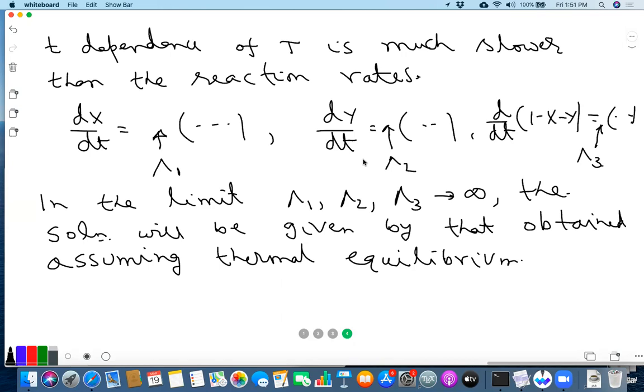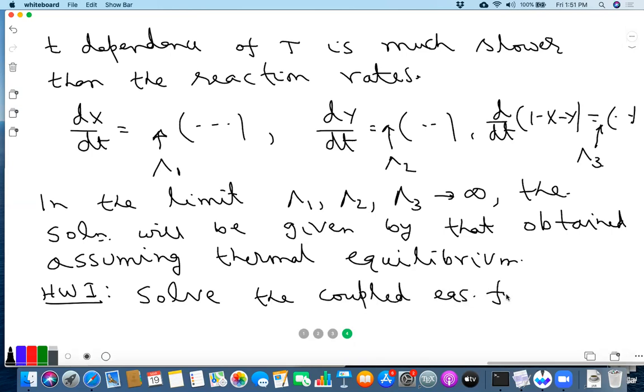So what one can verify, and this I'll leave as an exercise, so that's in fact homework problem 1. Homework problem 1 asks you to solve the coupled equations for dx dt and dy dt.